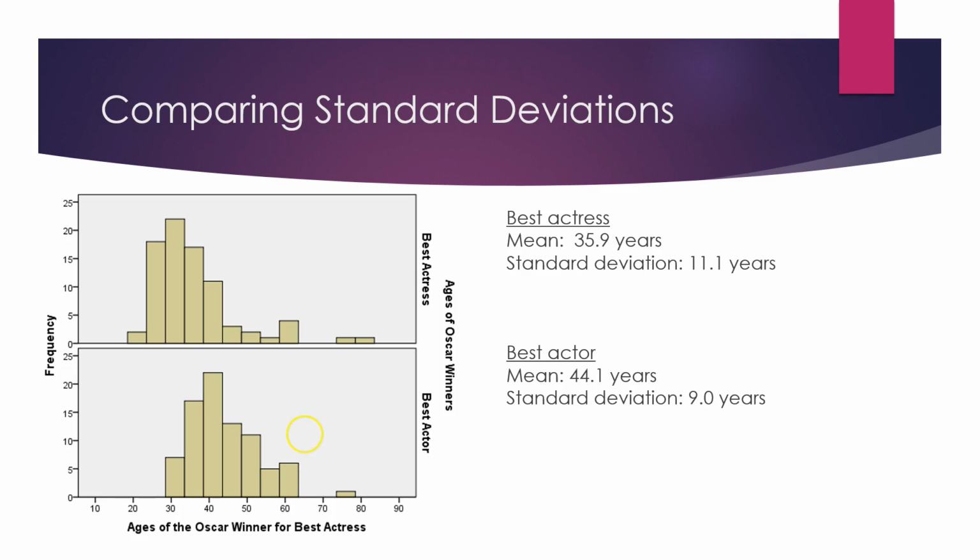So the standard deviation for Best Actor is 9, which is a little bit less than Best Actress. And looking at these two data sets, they do seem to have a slightly smaller spread for the actor. So smaller standard deviation, in general, the values are spread out from the middle less. Larger standard deviation, the values are a little bit spread out more from the mean.